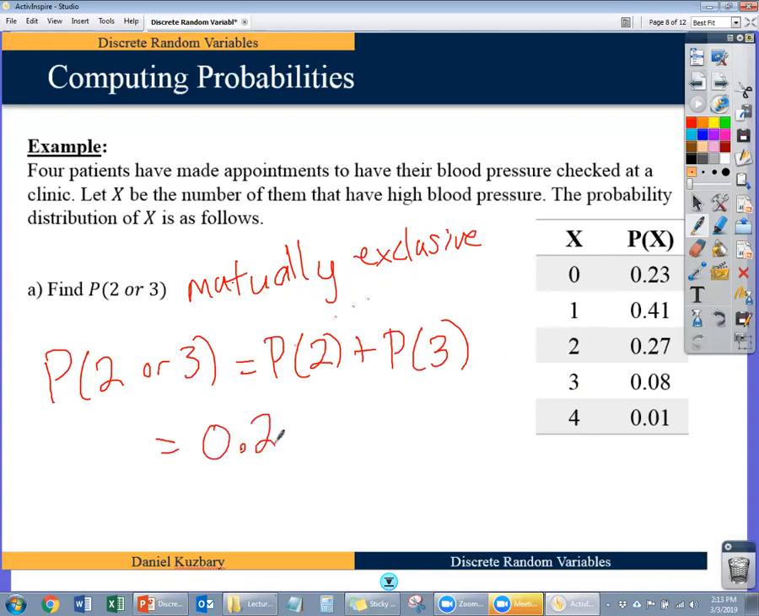So this is equal to 0.27. I got that here. And this is equal to 0.08. I got that here. So the probability that 2 or 3 have high blood pressure is equal to 0.35. And that's as simple as that is.